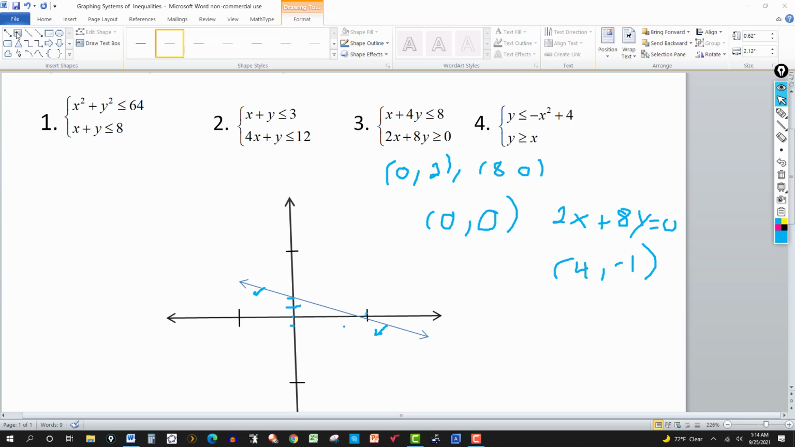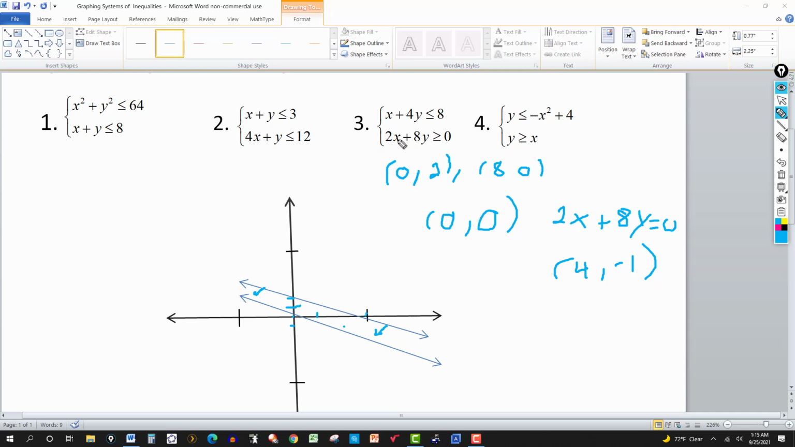So let's draw the line through those 2 points. And notice in this particular one I can't use the point 0, 0 because the line passes through 0, 0. So I had to pick some other point. Pick a point over here somewhere, 2, 0, which falls between the 2 lines. Okay, we're above this particular line. So 2, 0 gave me a true statement.